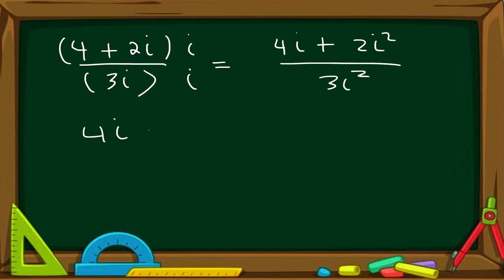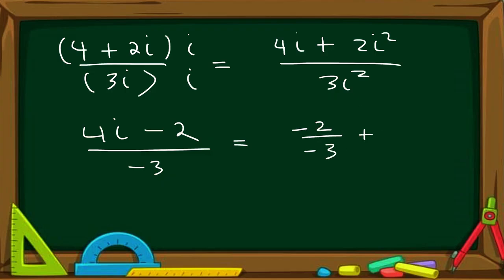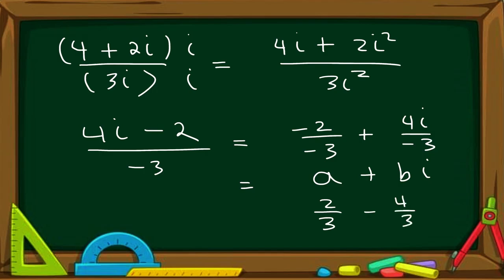2i squared is equal to negative 2. 3i squared is negative 3. So we're going to divide both numbers by negative 3. So negative 2 divided by negative 3 plus 4i divided by negative 3. So in standard form, that is an a plus bi form. a is positive 2 over 3. The two negative signs will cancel. b is negative 4 over 3, and then times i.